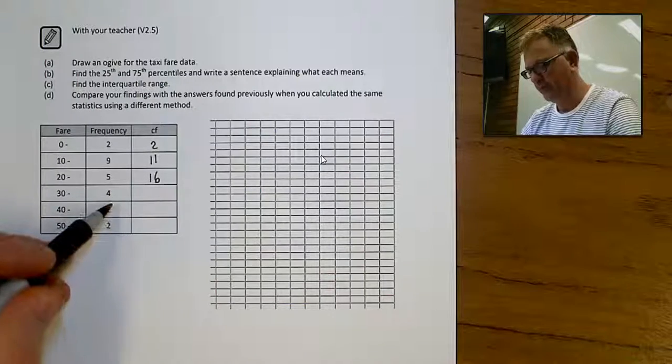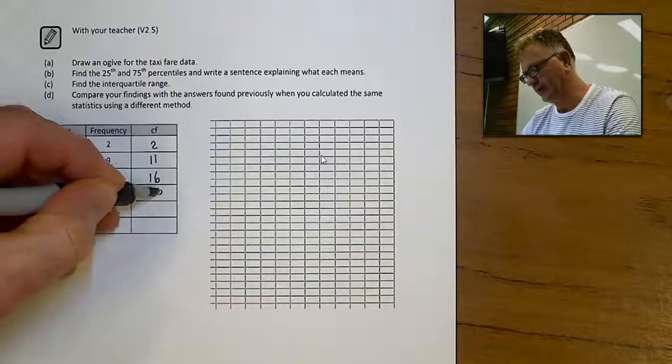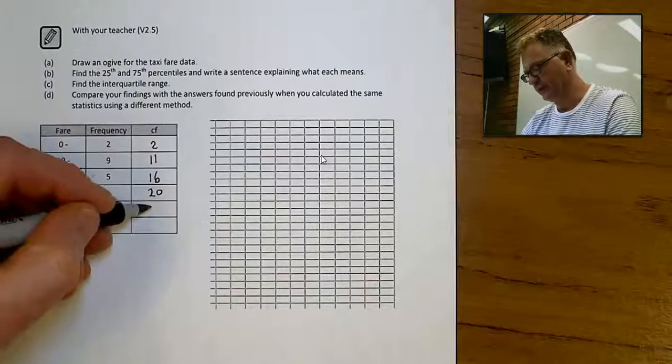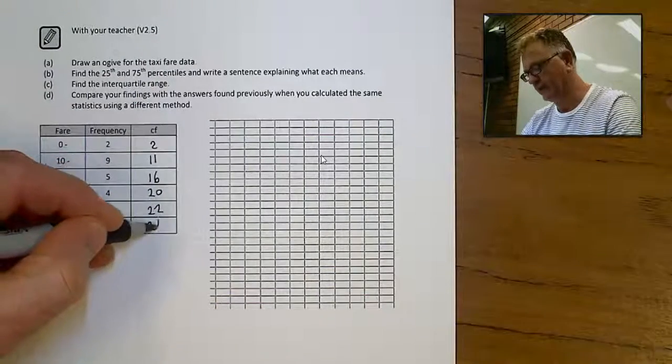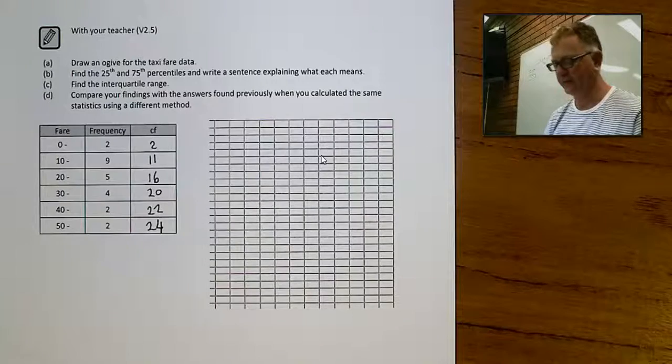Then 4 more in this group takes us up to 20. 2 more in this group, 22, and then 24. That's a cumulative frequency column, and that allows us to draw an ogive.